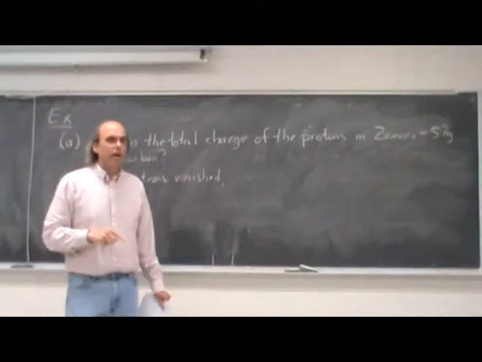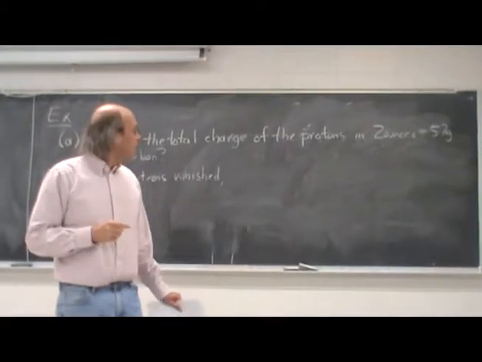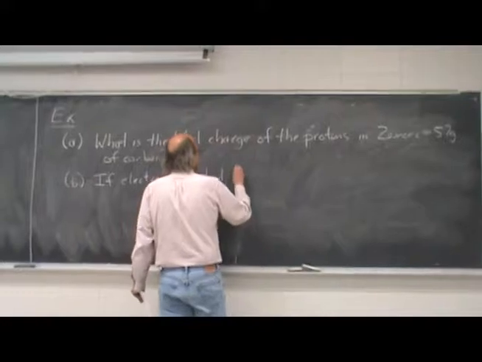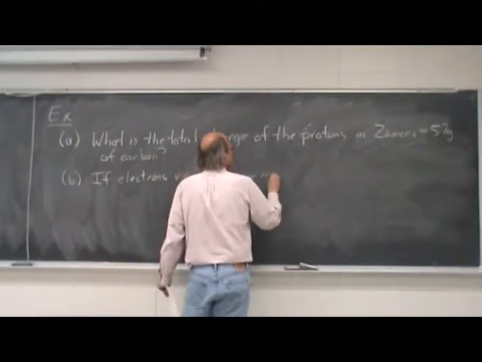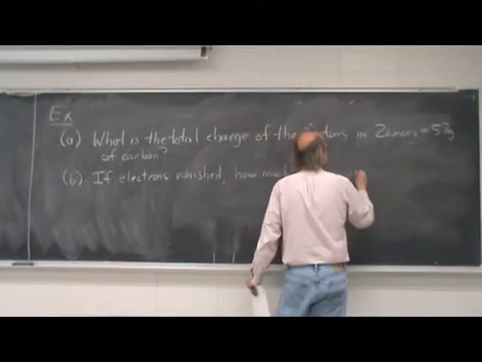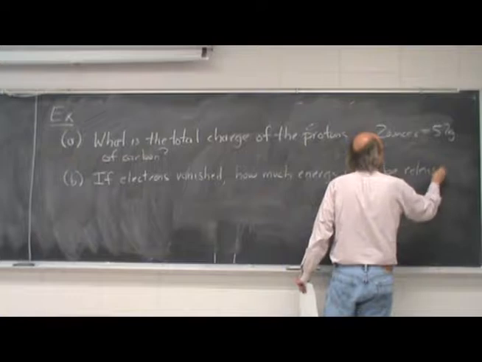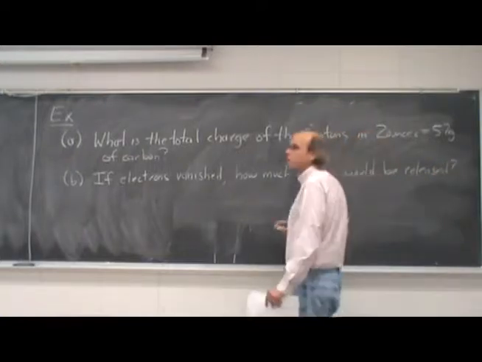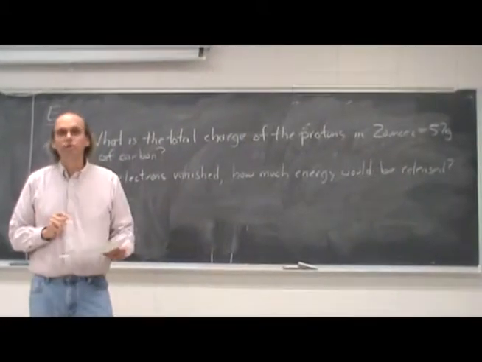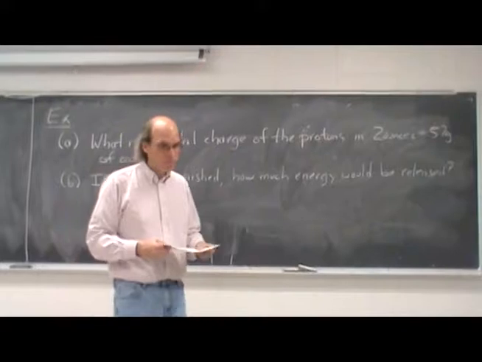Which they can't, thank God, because we're going to find out this blows up big time. And because charge is conserved, if the electrons vanished, how much energy would be released? And there's going to be a lot of energy. This energy would be released as an explosion. So we're really calculating the explosive energy of this charcoal briquette if the electrons vanish somehow.